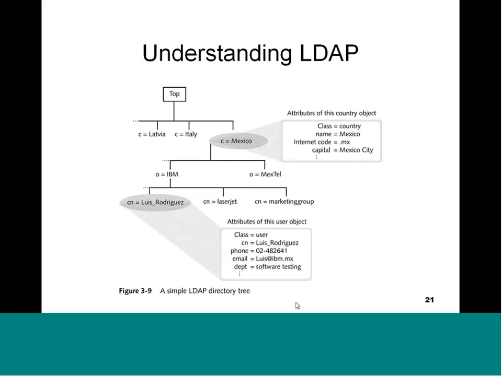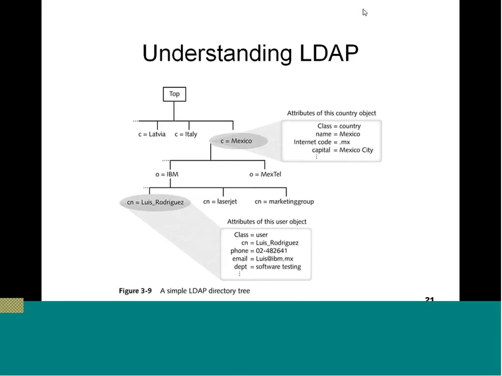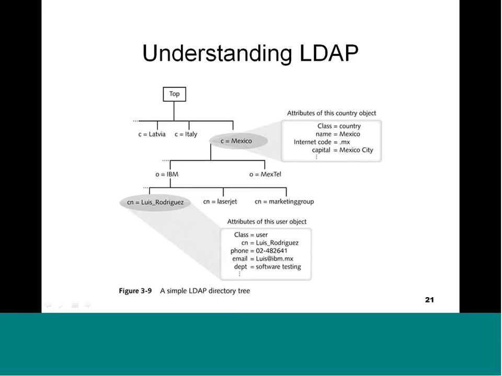So here let's spend some more time to understand how the LDAP works. We have a top domain called just top. On the top, we have Lassi, IP, and then we also have another one, Mexico, and there are attributes of these country objects.